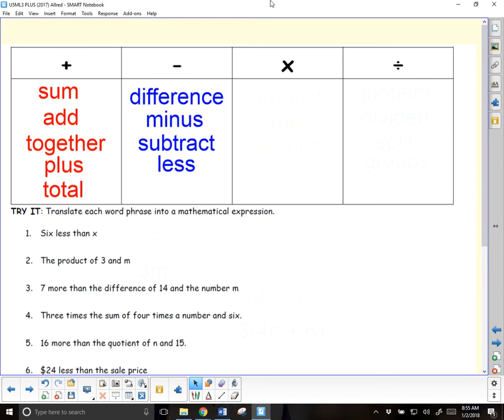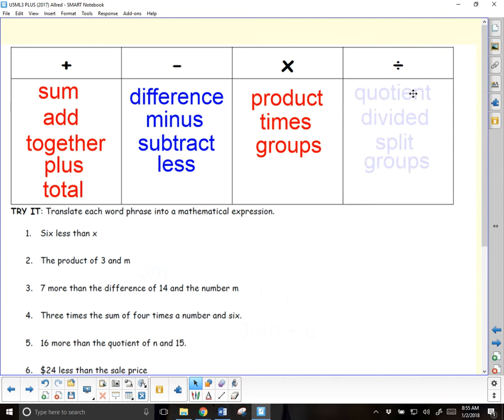Some words that might mean subtraction: difference, minus, subtract, less. For multiply, you might see words like product, times, or groups. This list does not have everything in it, and you can always add if you see something else while you're working. For division, we might use words like quotient, divided, split, or groups. So you might use the word groups for multiplication or division. It kind of depends upon the context. It's a good thing you're paying attention to Miss Mertz's English class and know about context clues.